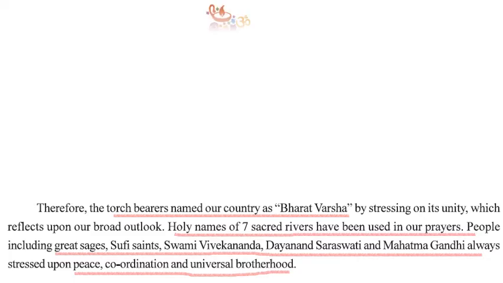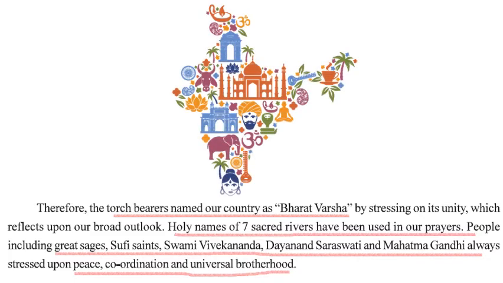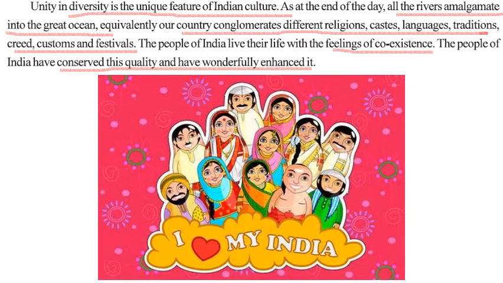Therefore, the torchbearers named our country Bharatvarsh by stressing on its unity. Holy names of seven sacred rivers have been used in our prayers. People like great sages, Sufi saints, Swami Vivekananda, Dayanand Saraswati, and Mahatma Gandhi always said peace, coordination, and universal brotherhood. Once again, peace, coordination, and universal brotherhood. Unity in diversity is the unique feature of Indian culture.